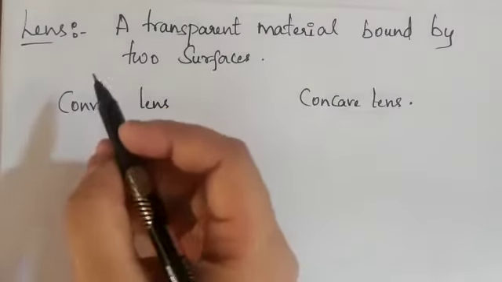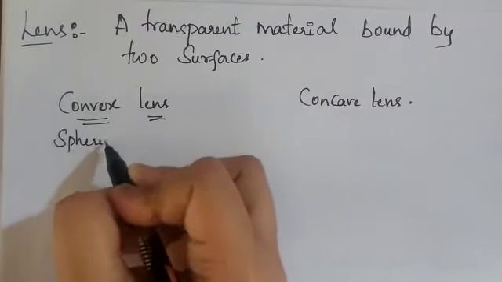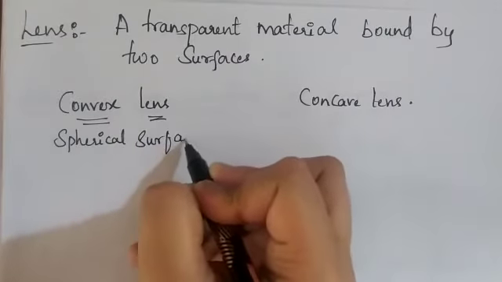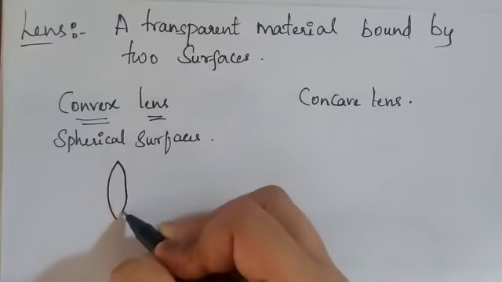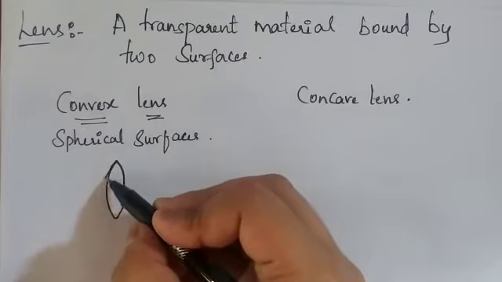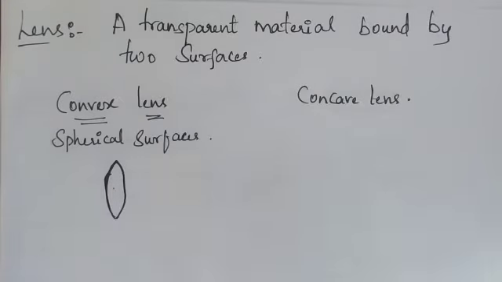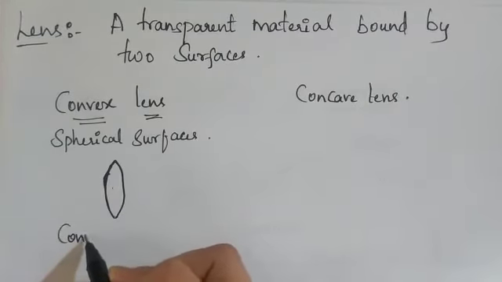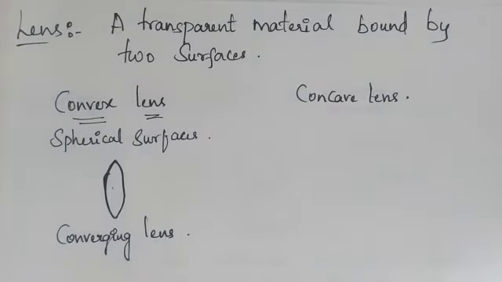First, we are going to discuss the convex lens. In the case of a convex lens, both surfaces are spherical. The convex lens will be like this, bulging outwards, in which the middle is thicker compared to the edges. This is the convex lens, and it is also called the converging lens.